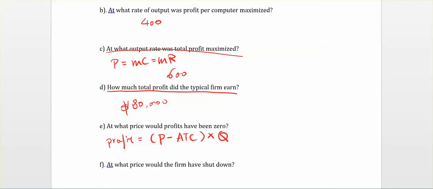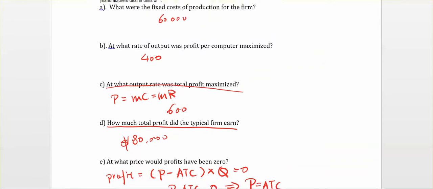In order to have the profit equal to 0, either the quantity equals 0, which obviously is not what we want. Another way is the price minus average total cost equal to 0, which will also give us 0 profit. So we can convert this equation to price equal to average total cost. Which means when price equals average total cost, we will have 0 profit.